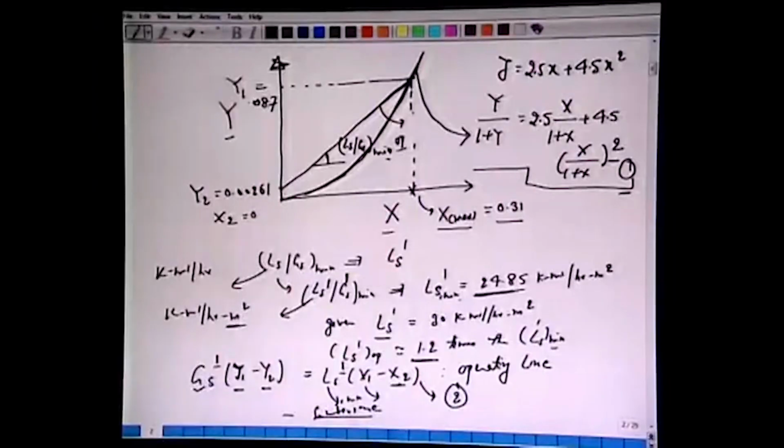This is LS by GS minimum, and of course we are running at the operating curve LS prime by GS prime. Both are given to us. LS prime is 30 kilomole per hour per meter square, G prime is given to us as 10 kilomole per hour per meter square, and GS prime is given to us as 9.2. So from this, if we draw this line, this will give us the operating x1, which will turn out to be 0.02588.